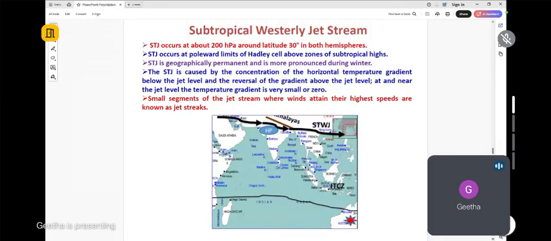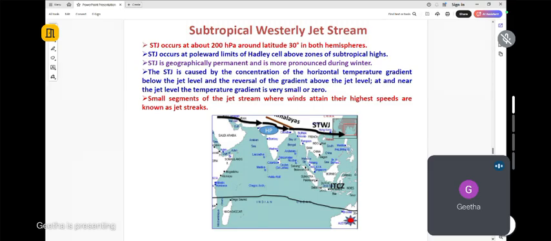If you go 30 degrees north or 30 degrees south on either side, then descending motion happens around 30 degrees north. So that is why the Hadley cell completes, and in that region only this jet stream forms. It's geographically permanent and is more pronounced during winter. Just now I told you the reason why. The subtropical jet is caused by a concentration of horizontal temperature gradient below the jet level and reversal of the gradient above the jet level.